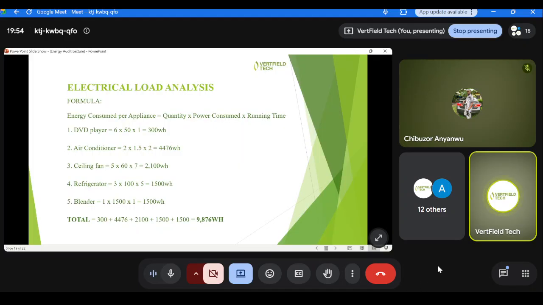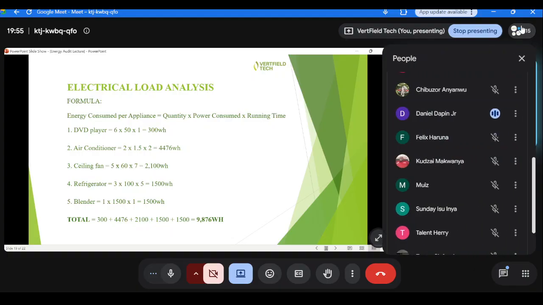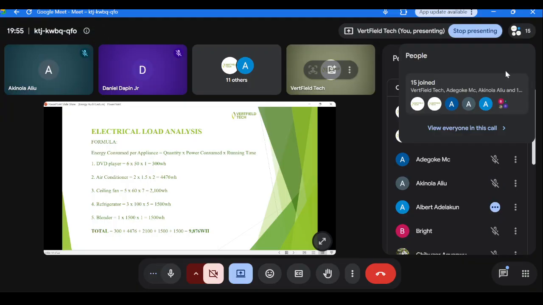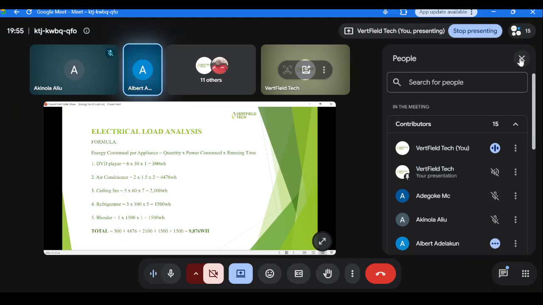So for the DVD player, I hope you all can still see my screen. I hope you all can see my screen. Yes, I can see it. Okay, how about others? Can others see it too? Yes, we can see it. I can see it too. All right, thank you. Thank you so much. Yes, I can see it now. All right, thank you, sir.